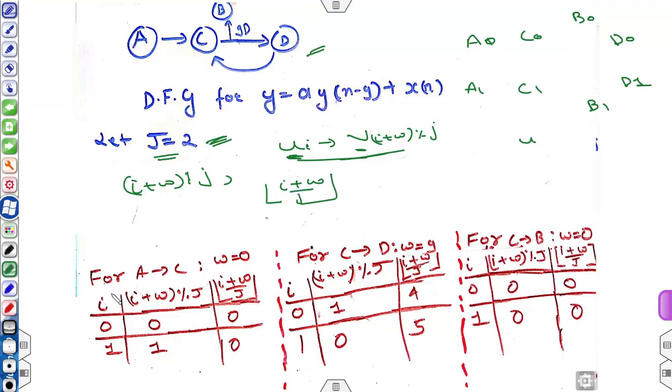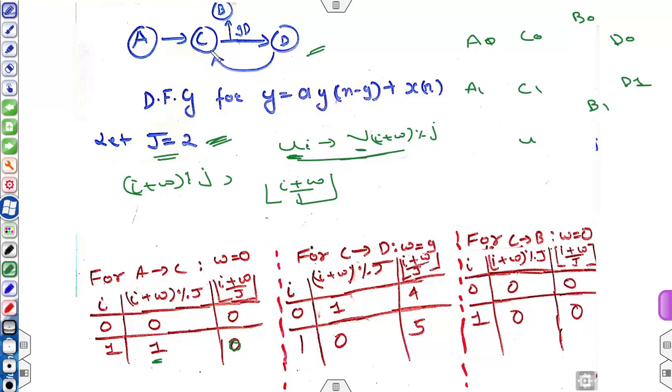Okay, so the first edge is between node A and C and weight is 0. So for I equal to 0 and 1, w is also 0, so 0 plus 0 mod 2 is 0, and 0 plus 1 mod 2 gives 1, remainder is 1. And 0 by 2 is 0, and 1 by 2 is 0.5, so you have to take the integer value, so this is 0.